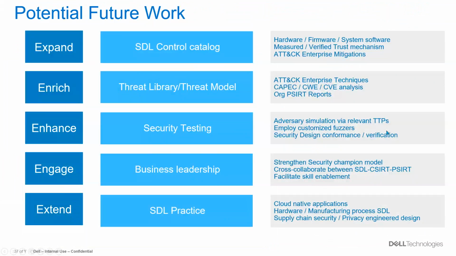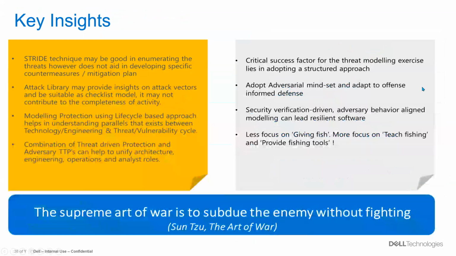So with this, we'll wrap up and see there are various opportunities for us to improve this and take these practices to the next level, whether to develop a control catalog based on attack matrix, enhance our threat libraries, do much better security testing, or collaborate with our business leaders to develop organizational synergies between various teams, and then finally improve the SDL practice.